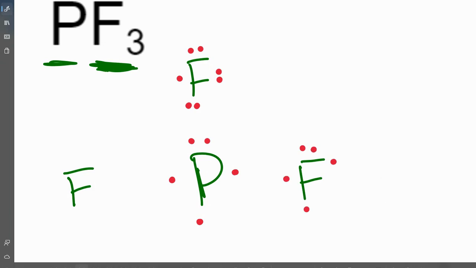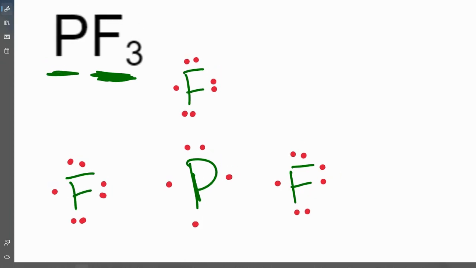Now we pair them up, 5, 6, 7. Last fluorine, 1, 2, 3, 4, pair them up, 5, 6, 7. Okay. Let's do the same thing that we've done before. Lonely electron, lonely electron, lonely, lonely, lonely, lonely.